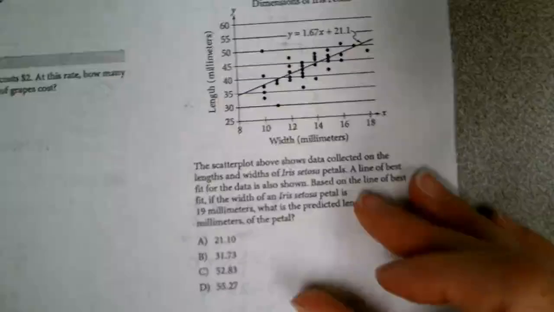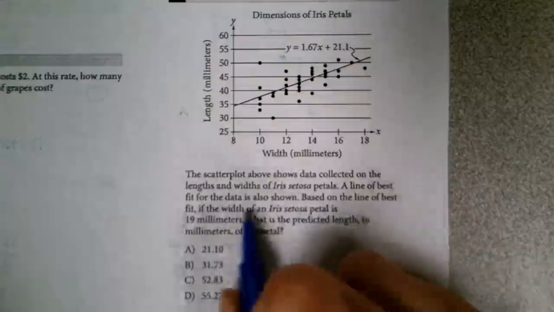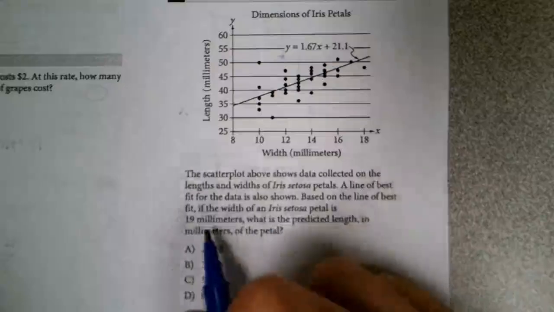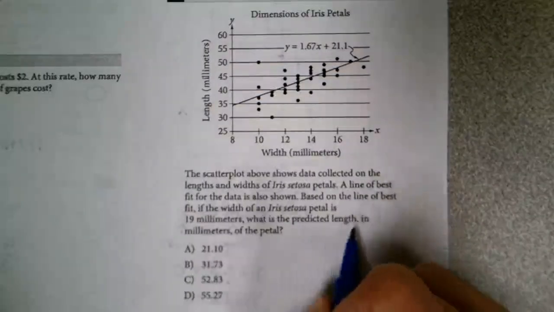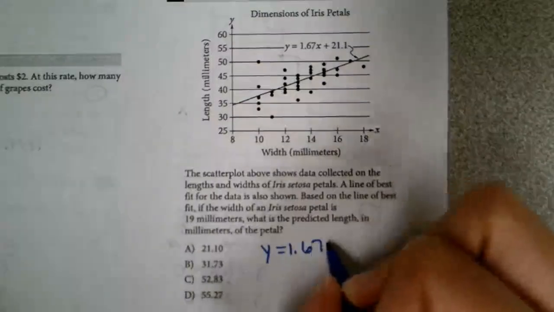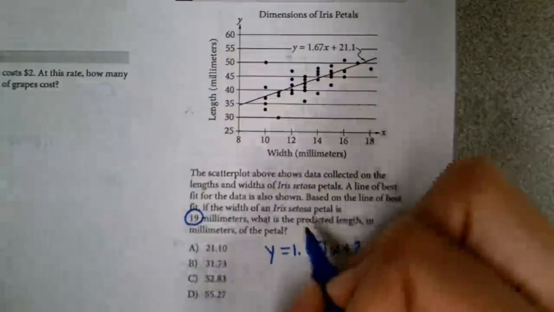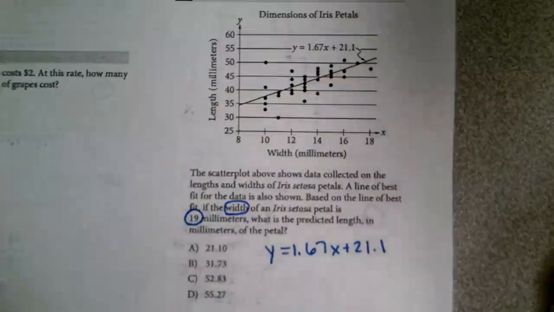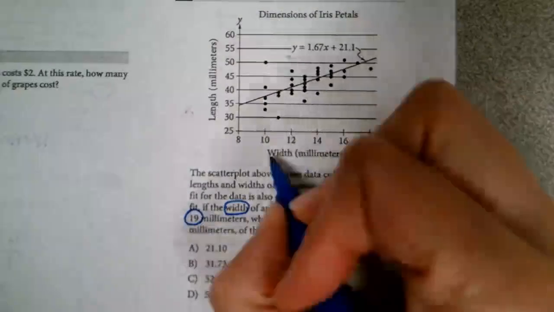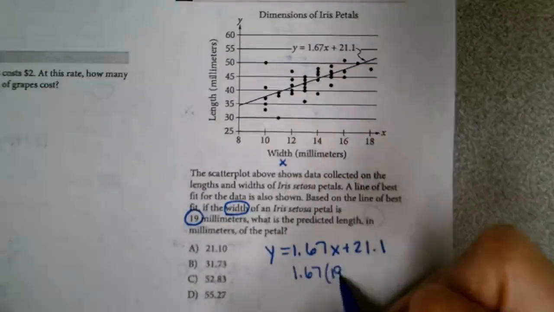Okay. The next one, it has a line of best fit. It says the line of best fit is shown. Based on the line of best fit, if the width of an iris petal is 19 millimeters, what is the predicted length in millimeters of the petal? We have an equation here. For this equation, it's telling us 19 is the width. We need to decide if the 19 is the x or the y. So I have to read my graph. X goes this way is width. So 19 is going to go in place of the x.